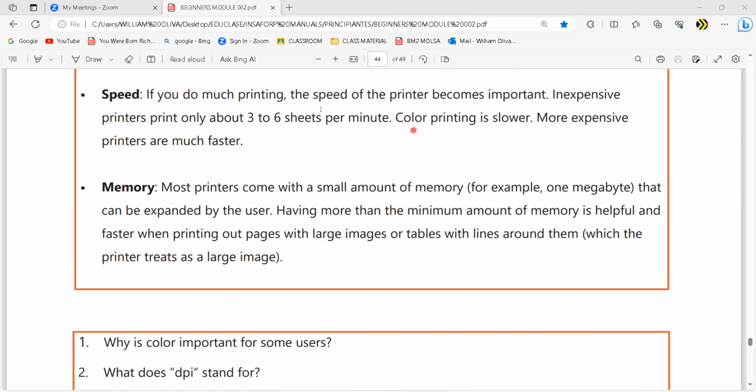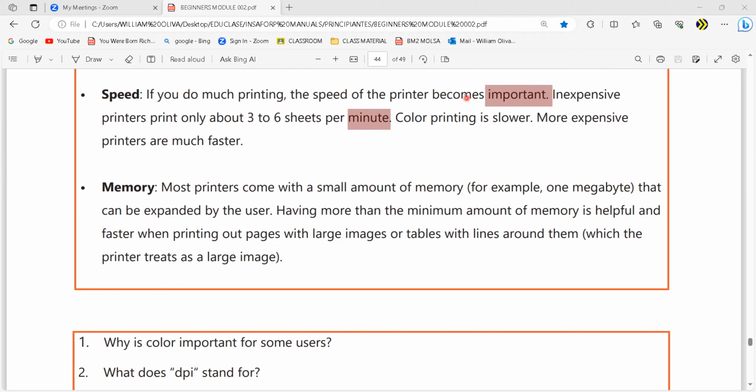If you do much printing, the speed of the printer becomes important. Inexpensive printers print only about 3 to 6 sheets per minute. Color printing is slower and more expensive. Printers are much faster. Very good.